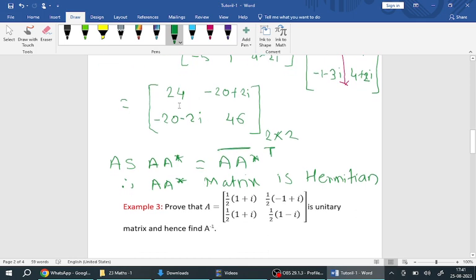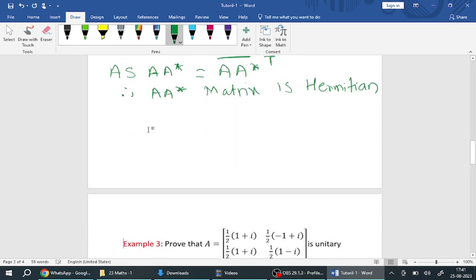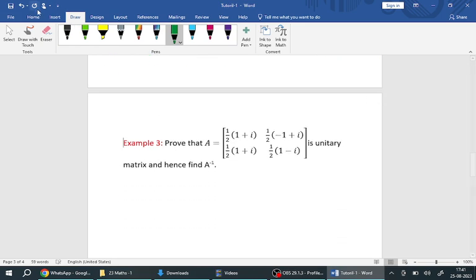Otherwise, find out the transpose of this matrix and the conjugate of that matrix. You will observe you will get the same matrix there. So this is the way you can prove it. Okay, this A star is Hermitian now.